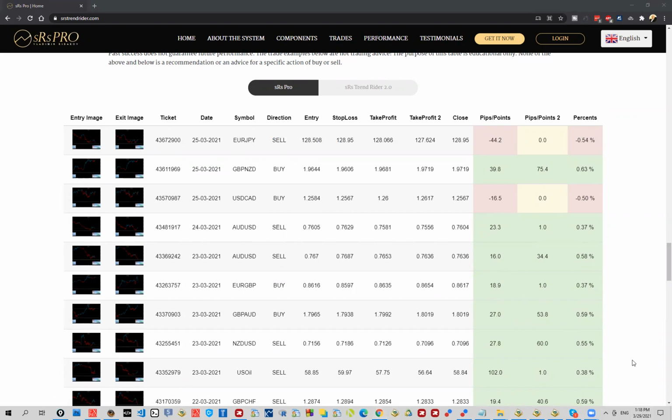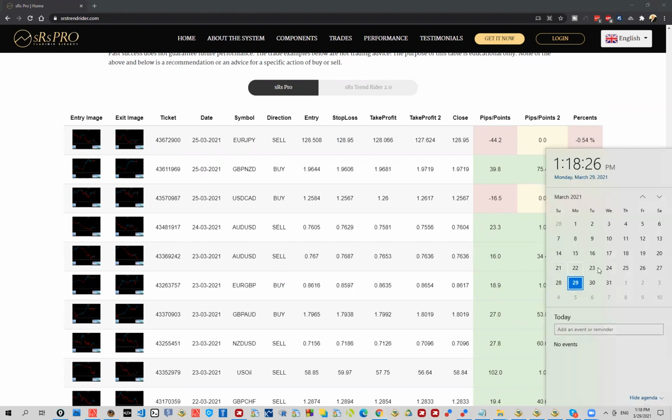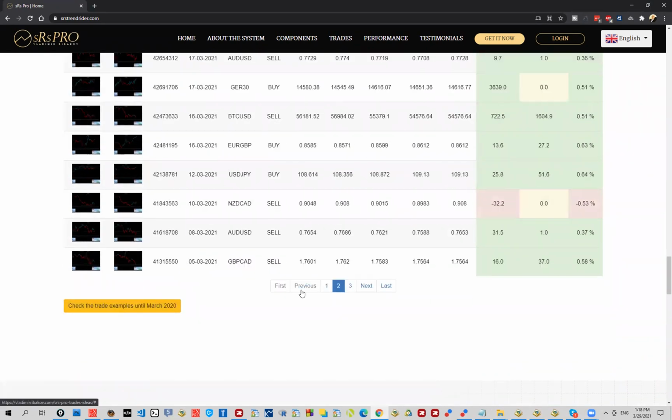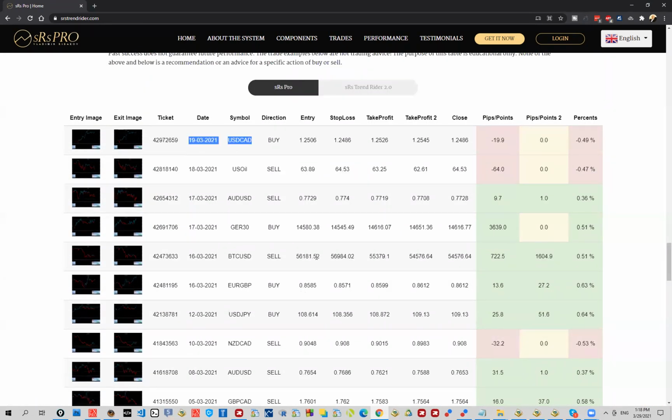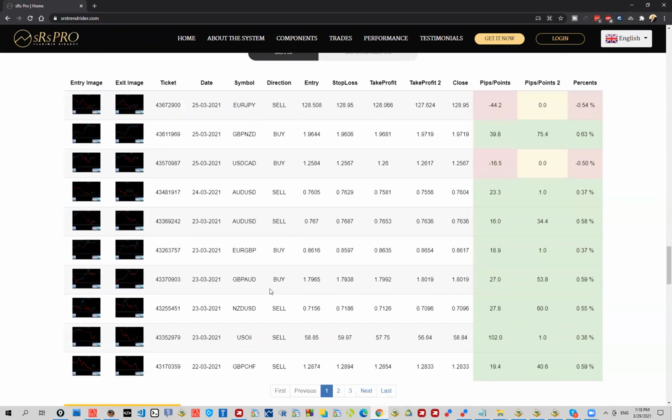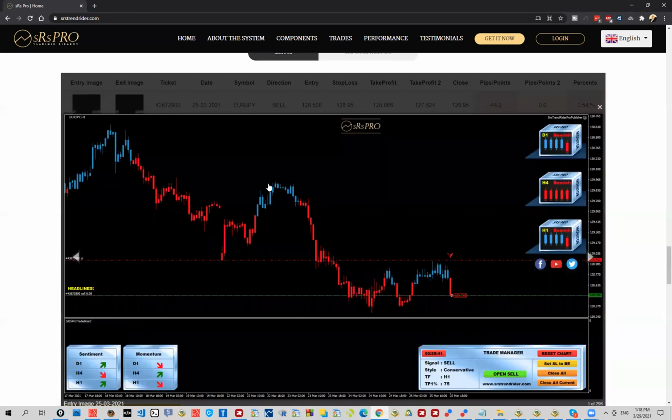So the previous week started from the 22nd up until the 26th, which means we can pretty much be starting from here. And if we go to page 2, yeah, this is the previous week. So plenty of trades we can talk about, right? Plenty of examples. Let's start from the top and we'll see where we stop.